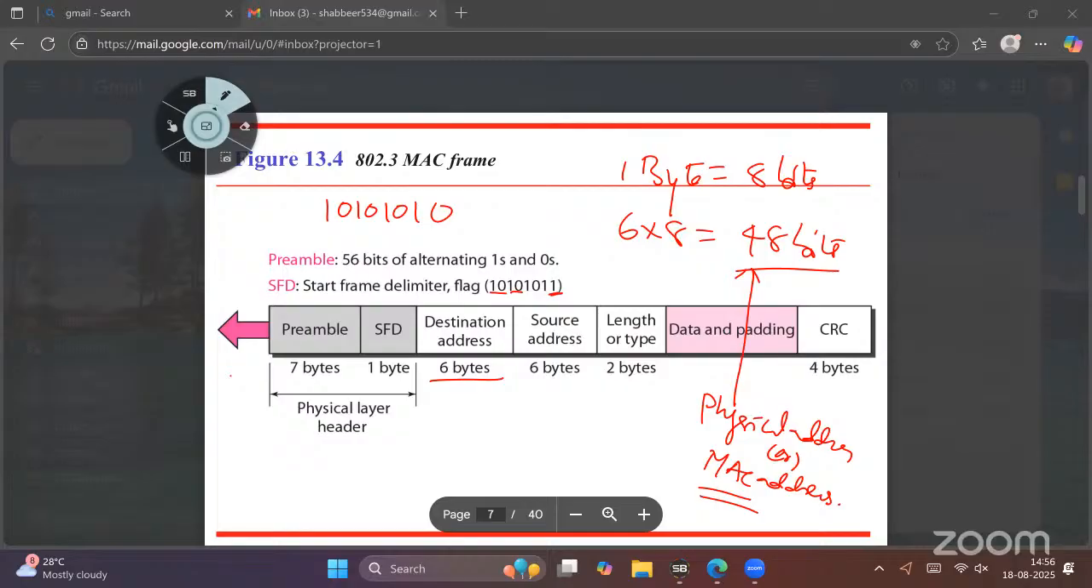The network layer receives the IP address. How many bits are there in an IP address? The IP address has 32 bits. We can also call the IP address the logical address. This logical address has two versions: IPv4 and IPv6.